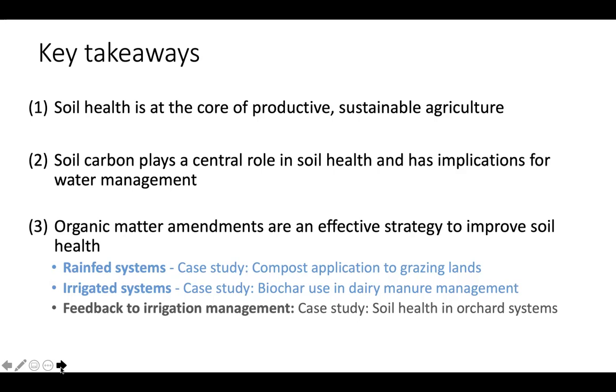This is work that we're doing right now, looking at the use of biochar and dairy manure management. And I'll just briefly mention at the end that we've got a new project looking at soil health practices in orchard systems. We're doing some water measurements there, but I'm open to collaboration and ideas if any of you are also interested in those kinds of systems.